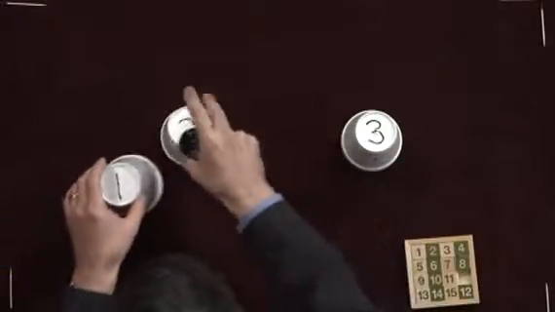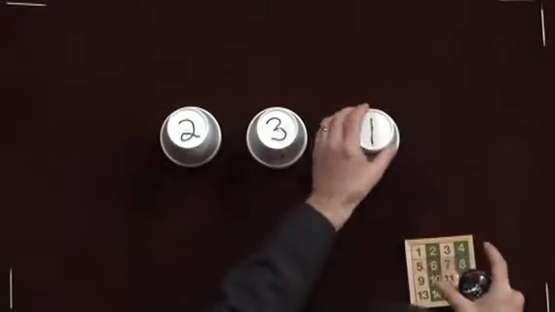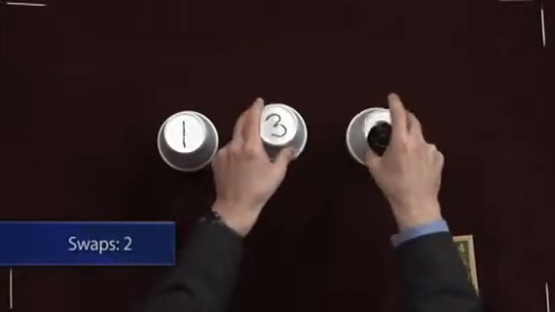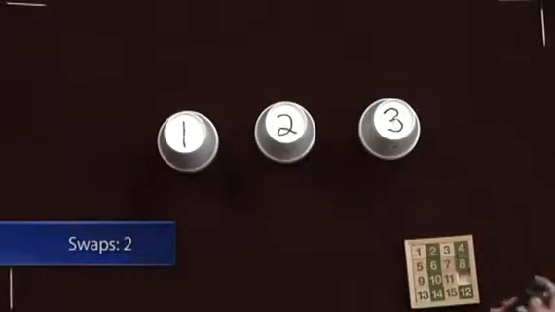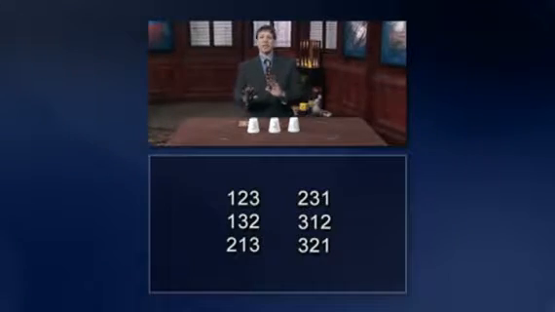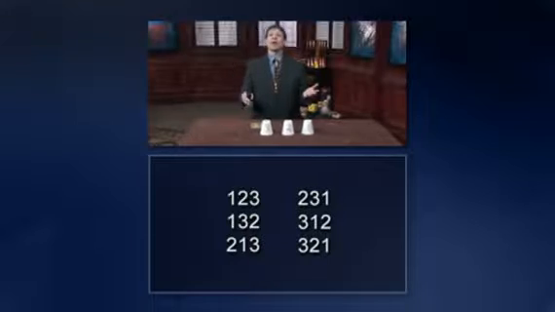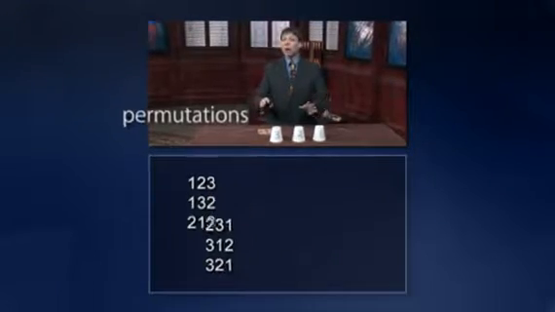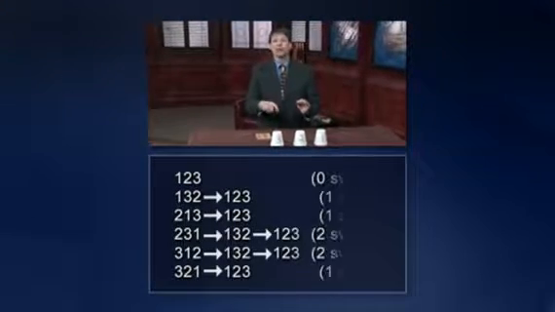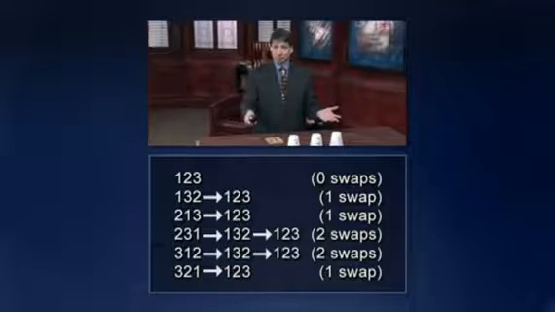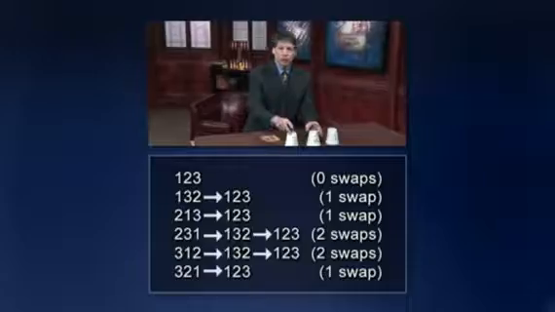Whereas if I started with the arrangement 2, 3, 1, then that's going to require 2 swaps. Like I could swap the 1 and the 2, then the 2 and the 3, like so. Here's a table of all 6 arrangements. Mathematicians call these permutations, along with the number of swaps needed to bring them back to the original order. Here they are.